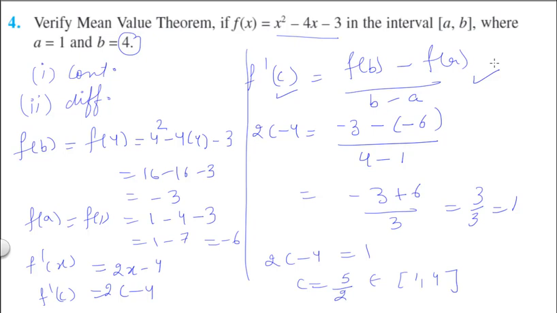So in both the theorems, the main point is to calculate the point c at which the tangent, or I say the differentiation, in Rolle's theorem becomes 0, and in Lagrange's theorem it becomes f of b minus f of a divided by b minus a. So we have discussed 3 questions of the exercise. There are total 6 questions.